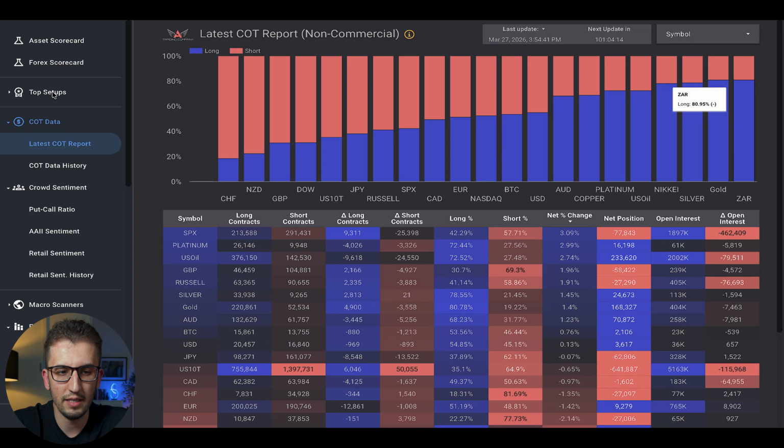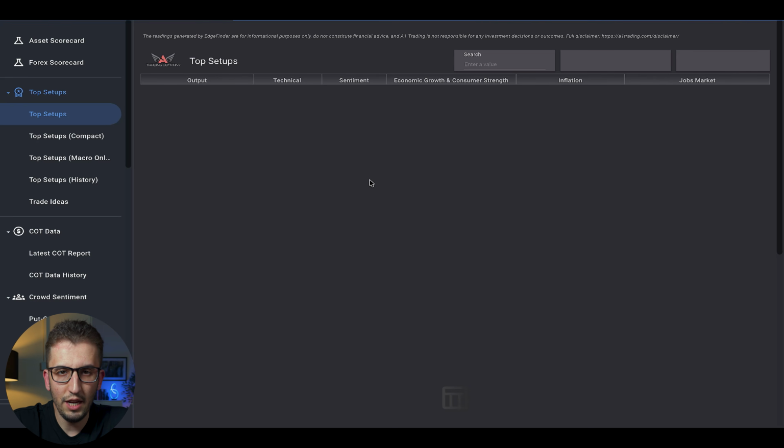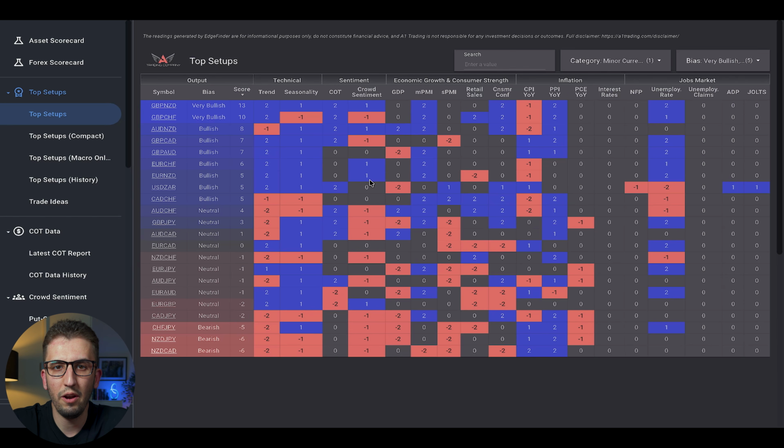I like to look at this area called the top setups. What the EdgeFinder does is it takes all the economic data from all these different areas and basically comes up with a score. So you can see that currently GBP NZD has a very bullish score of 13. And basically that score comes when you add all of these together. And you can see here NZD CAD is bearish with a -6. So obviously the lower the score, the more bearish, and the higher the score, the more bullish.